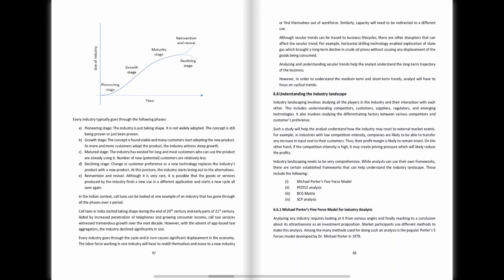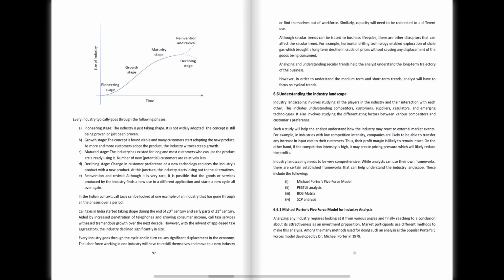For example, in industries with low competition intensity, companies are likely to be able to transfer any increase in input costs to their customers. Thus, their profit margin is likely to remain intact. On the other hand, if the competition intensity is high, it may create pricing pressure which will likely reduce the profits. Industry landscaping needs to be very comprehensive. While analysts can use their own frameworks, there are certain established frameworks that can help understand the industry landscape.